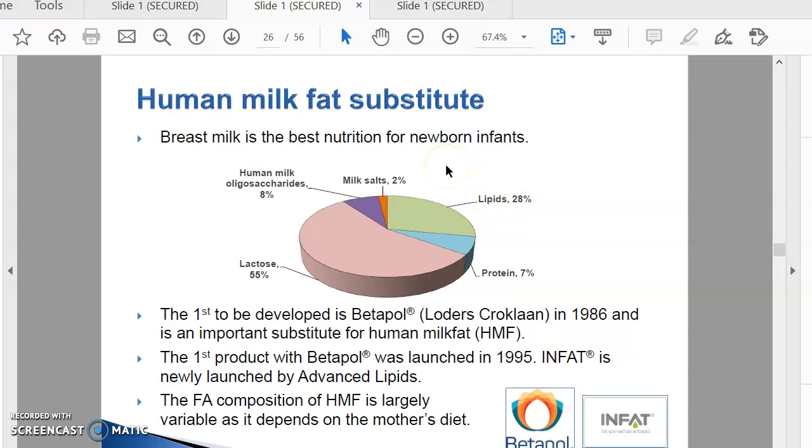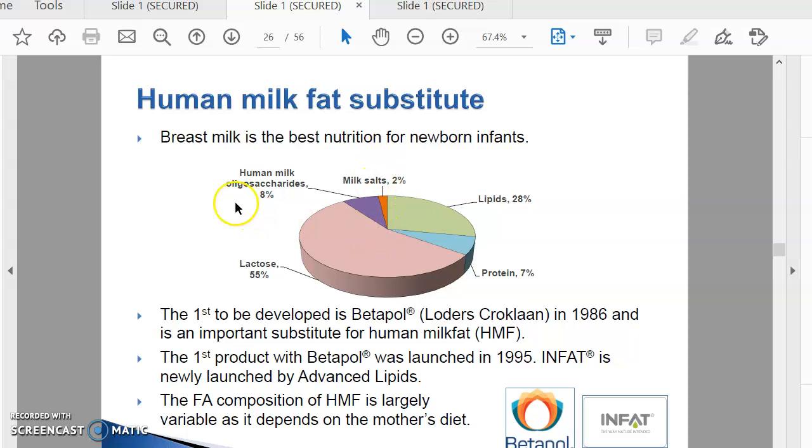Human milk fat substitute. In some mothers, I'm not very sure if this one is true or not, they cannot breastfeed their children, probably because they don't produce enough milk, or they have depression, or simply because the mother is not there anymore. So we need to give the baby the human milk fat substitute. You cannot simply give them cow's milk, because cow's milk is not compatible for babies until they are 6 months old, because the structure of the fat is bigger, so the baby cannot digest it.